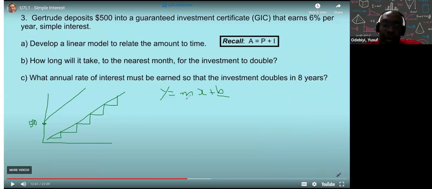Okay, so that's what we're trying to do. We're trying to come up with this model here, this line equation. So let us fast forward a little bit.